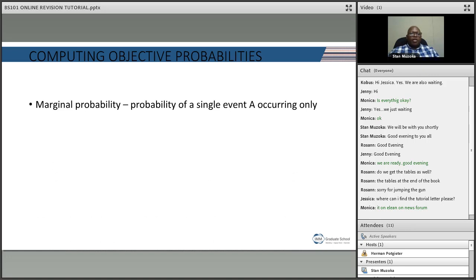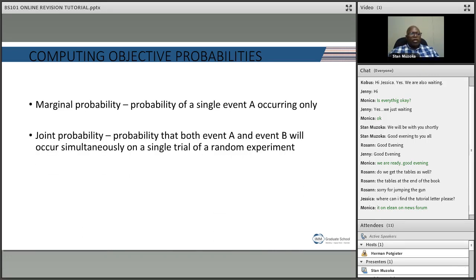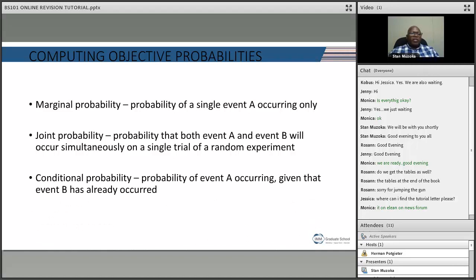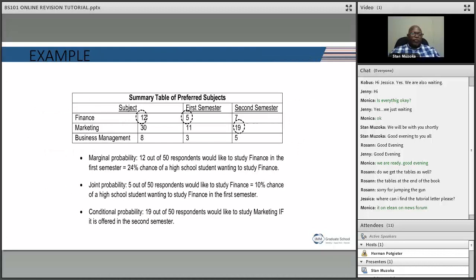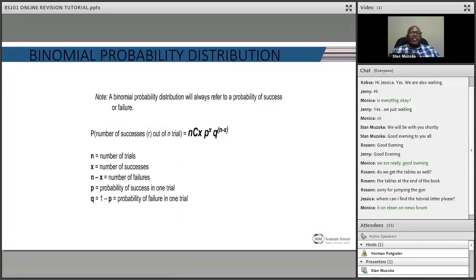Yes, marginal probabilities are probabilities of a single event A occurring only, and joint probabilities are of both events A and B occurring at the same time, and conditional probabilities are the probability of event A occurring given that event B has already occurred. And that example will explain that.